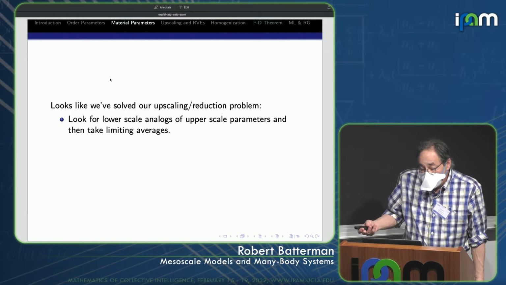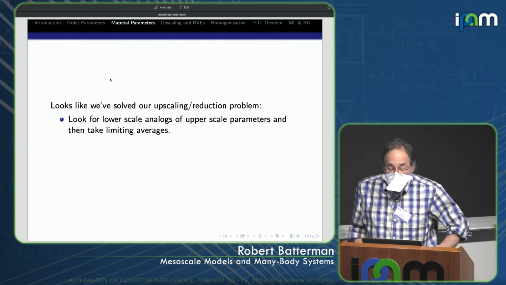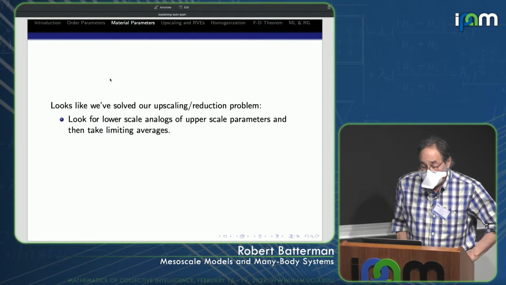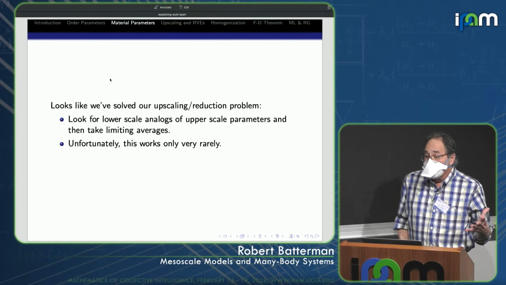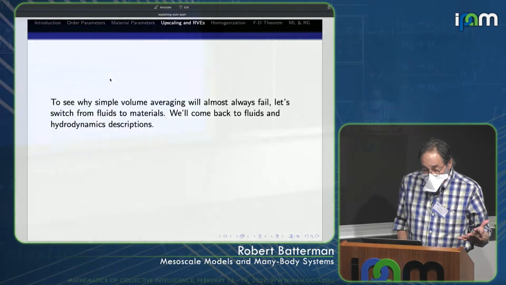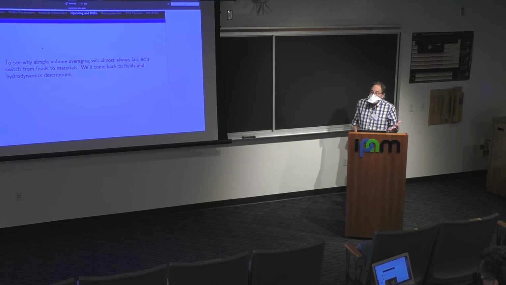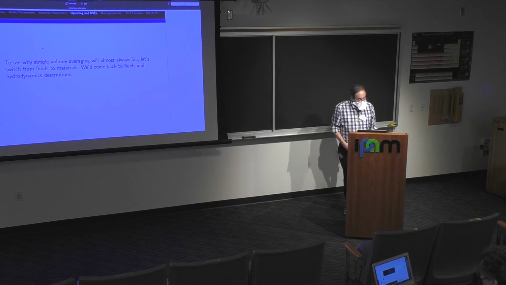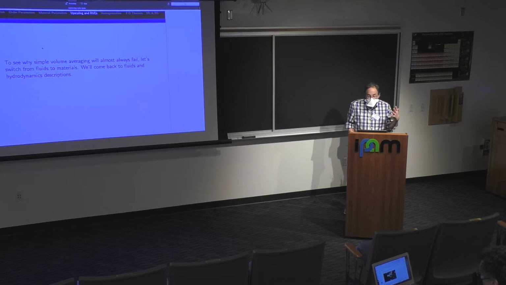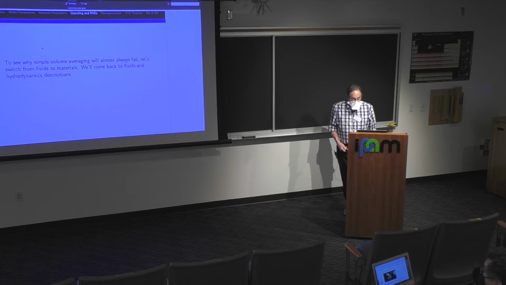So the procedure is just to look for lower scale analogs of upper scale parameters and then take the limiting averages. But unfortunately, this works only very rarely. And to see why simple volume averaging will almost always fail, let's switch from fluids to materials, and I'll come back to fluids and hydrodynamic descriptions in a little bit.